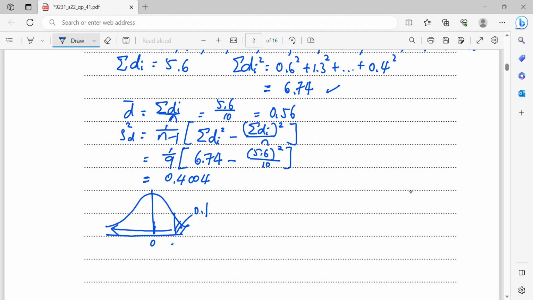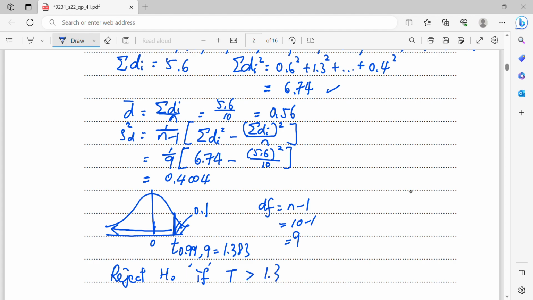That means I'm going to read this value as t 0.99, and the degrees of freedom is n minus 1, which is 10 minus 1, and I will get 9. So now from the table, you need to refer to degrees of freedom 9, and the alpha is 0.99. So from here, I will get 1.383. This is the value for this straight line. So now my critical region, or my rejection criteria, will be: reject H0 if t is greater than 1.383.